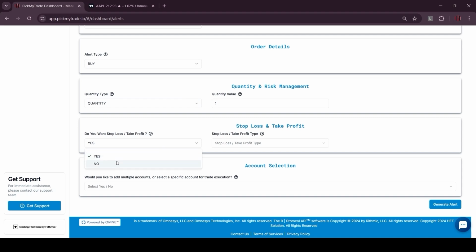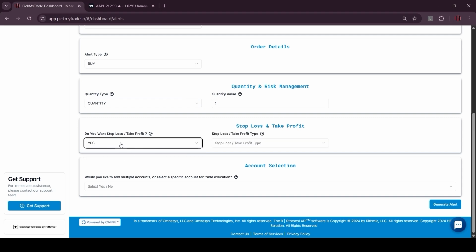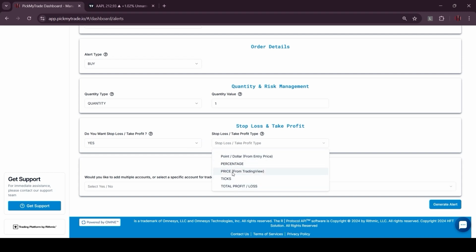Now, here is the option of selecting the stop-loss or take profit. When we select yes, here are all the options available. In the stop-loss and take profit type, we have 5 options: point and dollar from entry price, percentage, price, ticks, and total profit or loss. First, we will start with points and dollars.